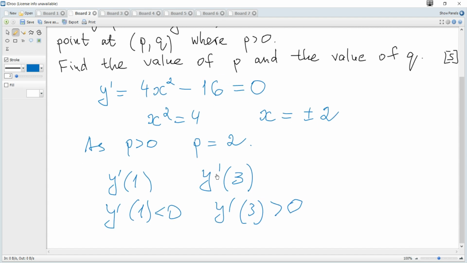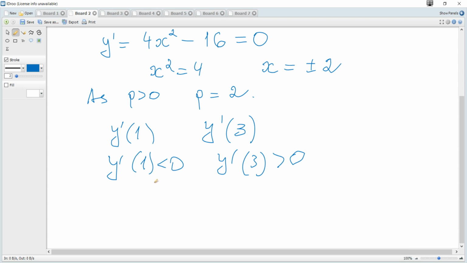The derivative being negative means the curve is decreasing, and at 3 the curve is increasing, and at p = 2 there is a horizontal tangent. It's because the derivative is equal to 0, and points where the derivative is 0 are called stationary points. Since the function is decreasing to the left and increasing to the right, hence it's a minimum.